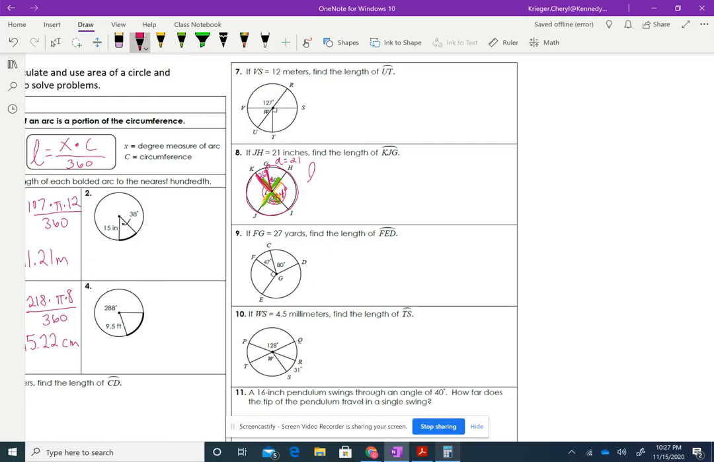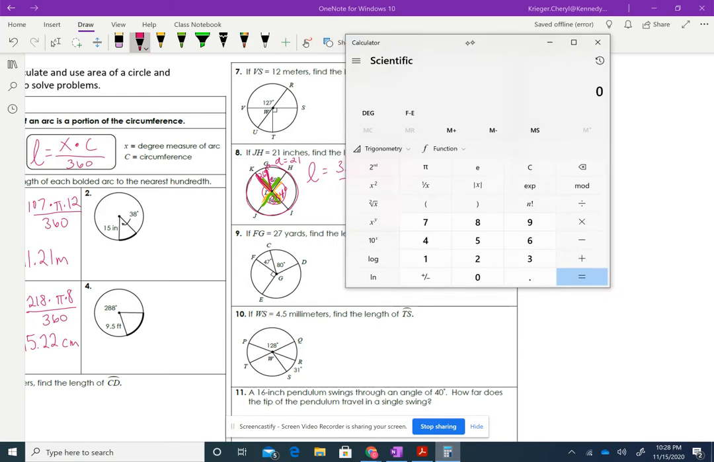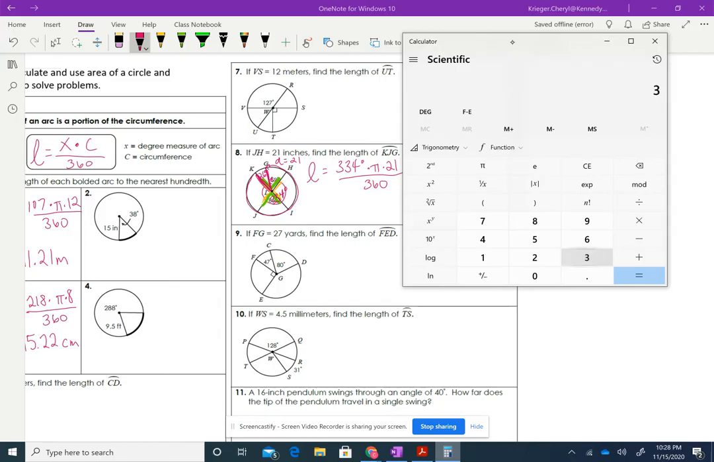Okay. So arc length equals 334 degrees times pi times diameter divided by 360. Plug it into our calculator. Now let me move it because I can't see. 334 times pi times 21 divided by 360. 61.21 inches.